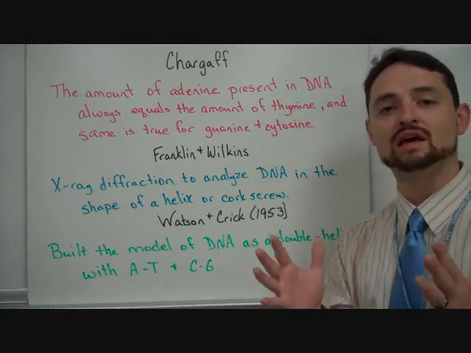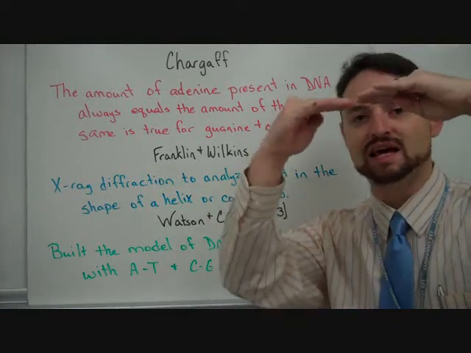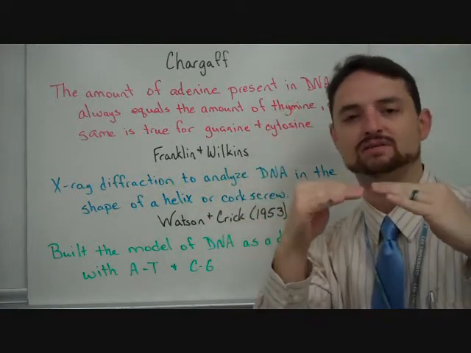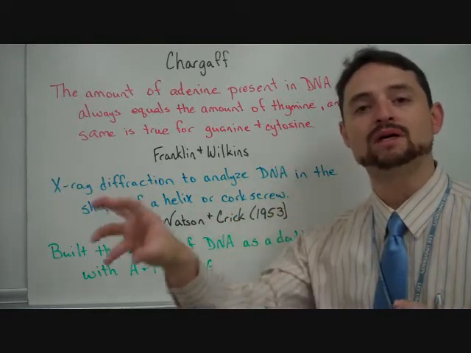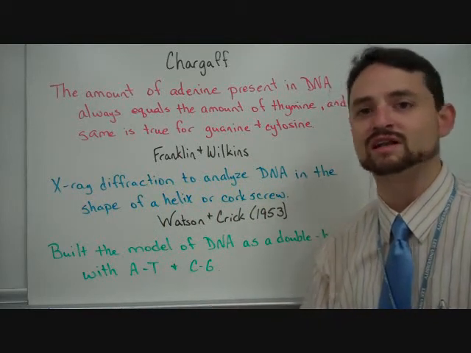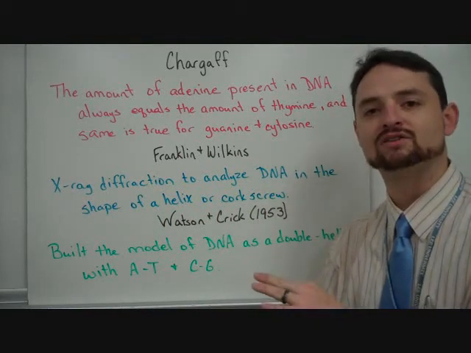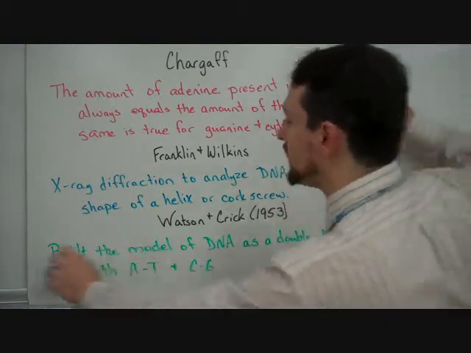It showed us that it was an easy system. If A's on this side, T has to match here. If C's here, G has to match here. Okay? And that's a system that can then be replicated down the line because it's not very complex. Most of the things we find in nature have a simple mechanism about them. DNA, simple mechanism once we figured it out.